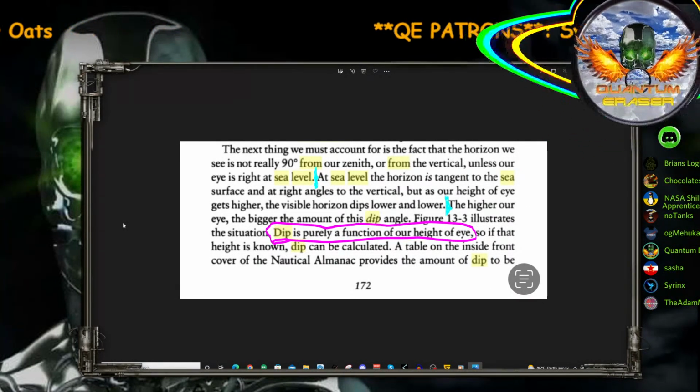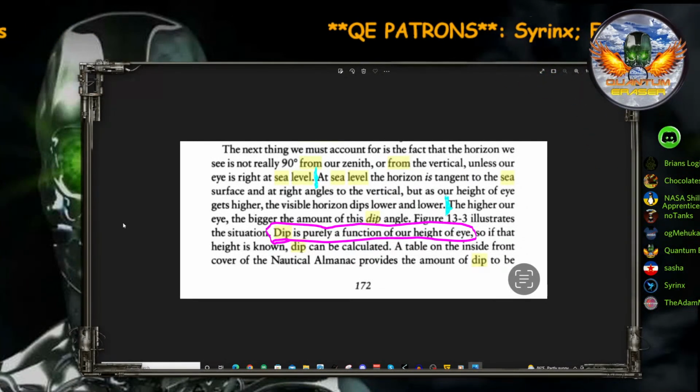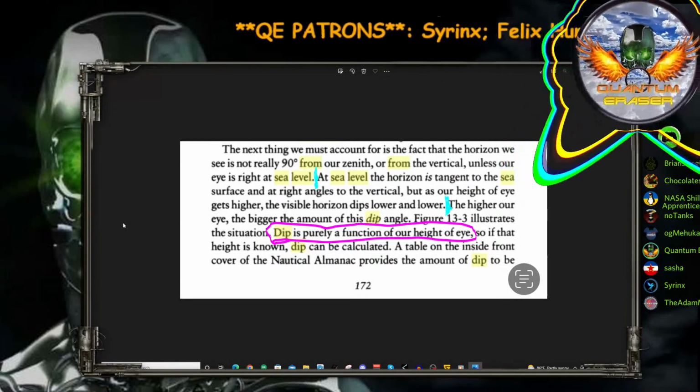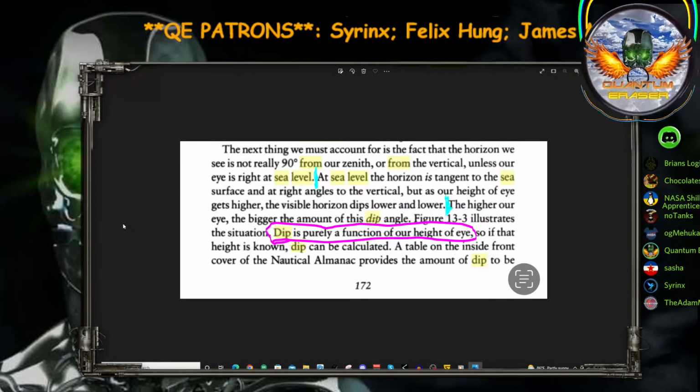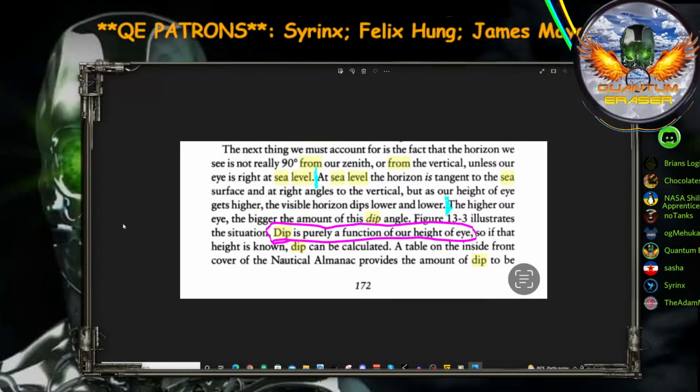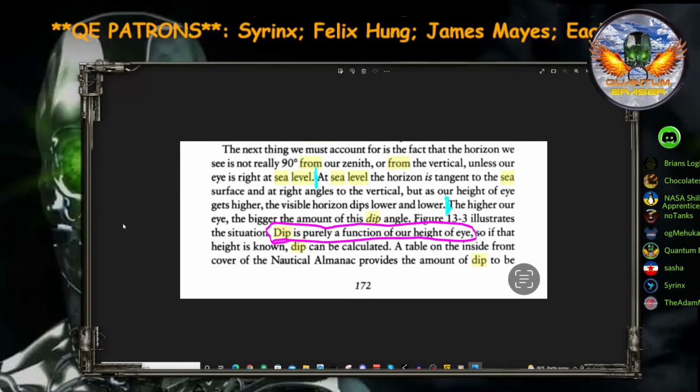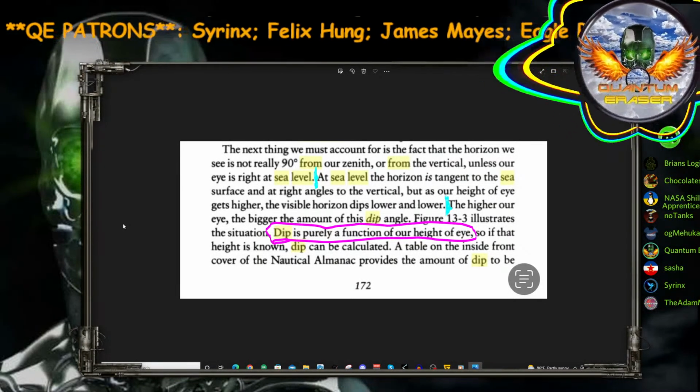The purple part, I just want to get right there. Dip is purely a function of our height of eye. That's it. So at least he got one thing right out of this belly laughing monstrosity. We're going to circle back here in a second, but that's it. What does purely mean?